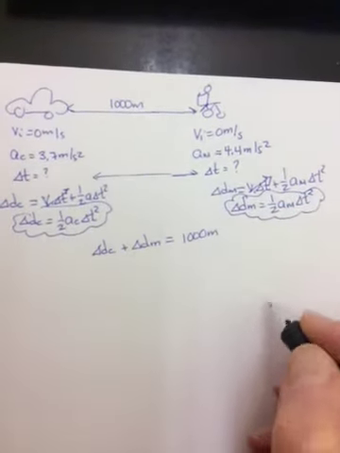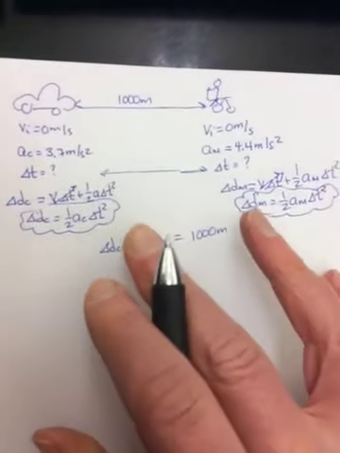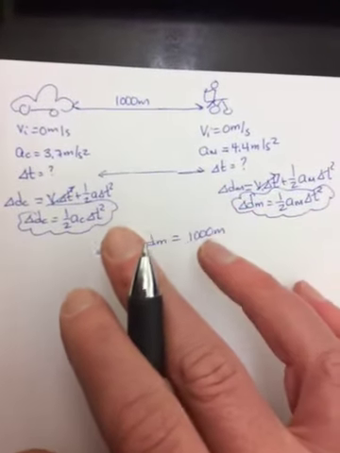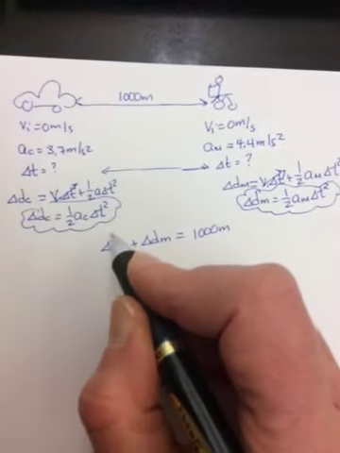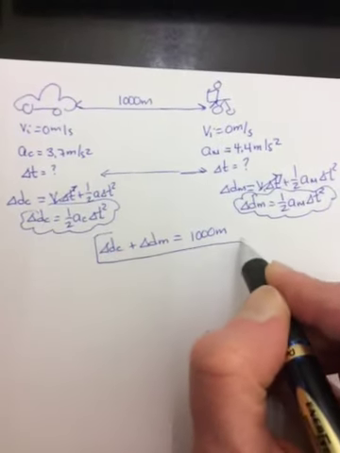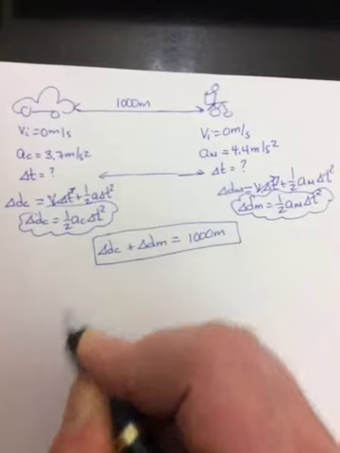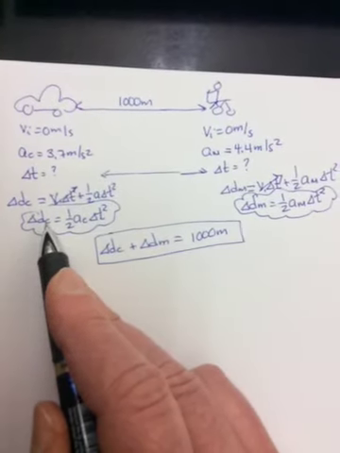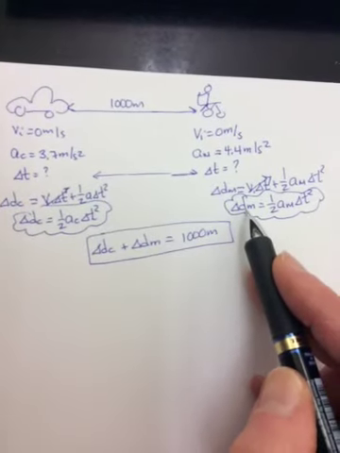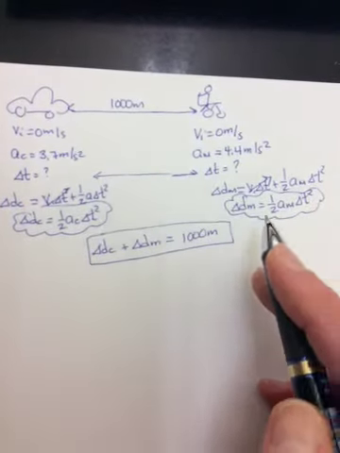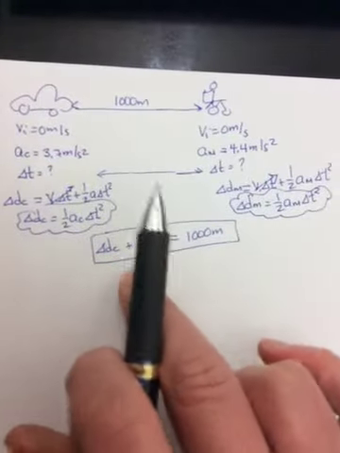We have 2 unknowns. The rule in math is if you have 1 unknown, you can solve it with 1 equation. If you have 2 unknowns, you can solve it with 2 equations. If you have 3 unknowns, you need 3 equations to solve. In this one, we have 3 unknowns. We don't know delta D of the car. We don't know the time. We don't know delta D of the motorcycle because the times are the same. But look, we have 3 equations.